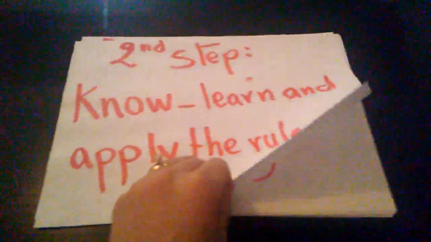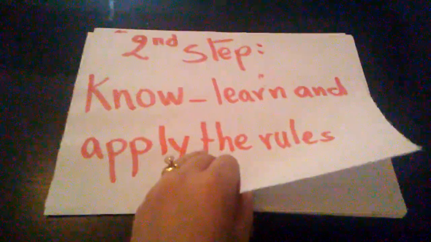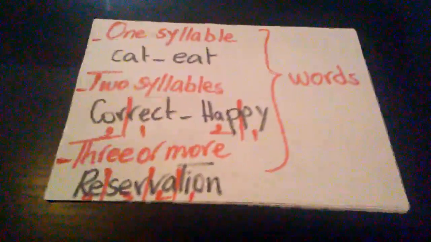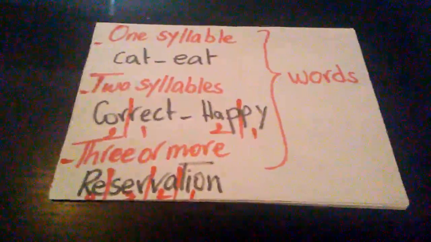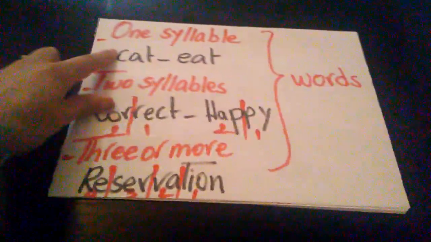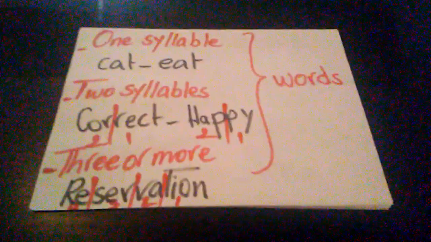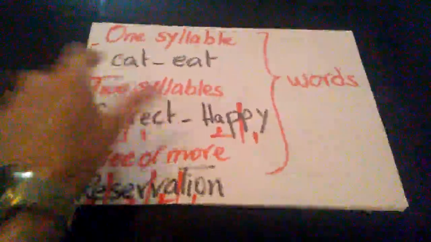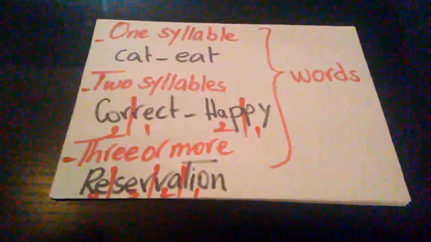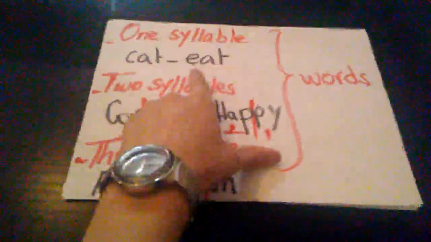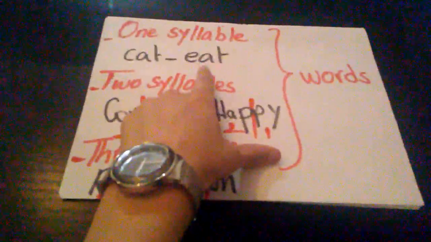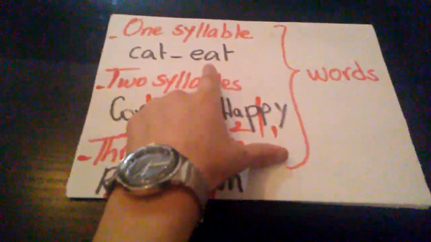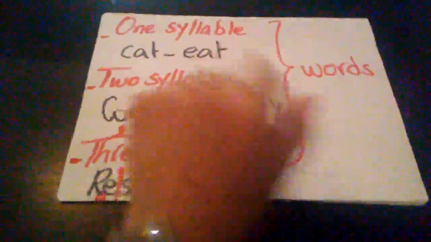Let's start with giving you the types of words that we can divide and stress. The types of words that we can stress are one syllable words, which means you have a word with only one syllable. For example, cat, you have only one syllable. Then you have eat. Here you have two vowels with one sound. So it's one vowel, one syllable, eat.